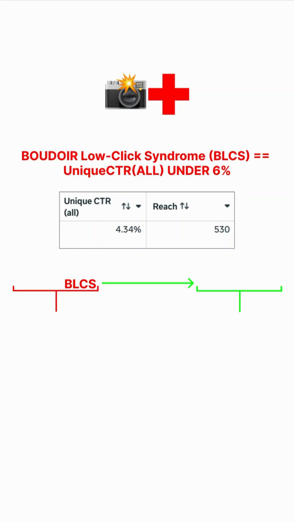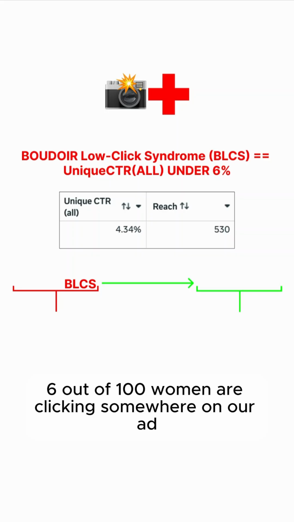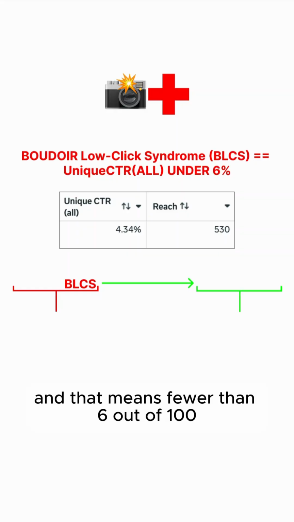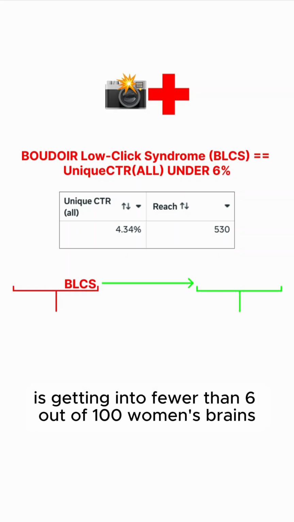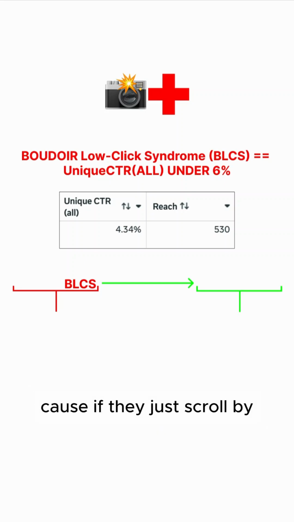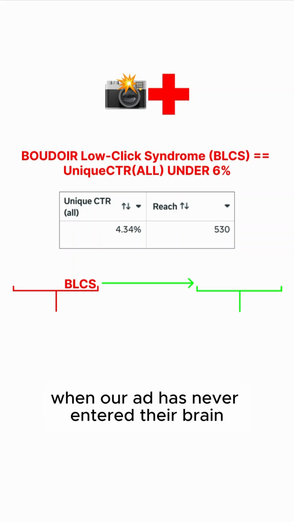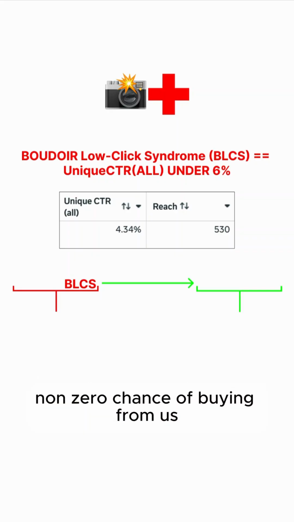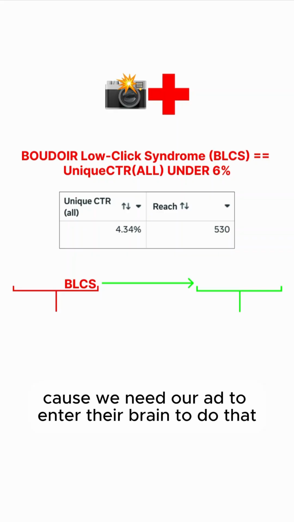Now, this means fewer than 6 out of 100 women are clicking somewhere on our ad. And that means our ad is getting into fewer than 6 out of 100 women's brains. Because if they scroll by, our ad has never entered their brain. And it means that fewer than 6 out of 100 women have a non-zero chance of buying from us, because we need our ad to enter their brain to do that.